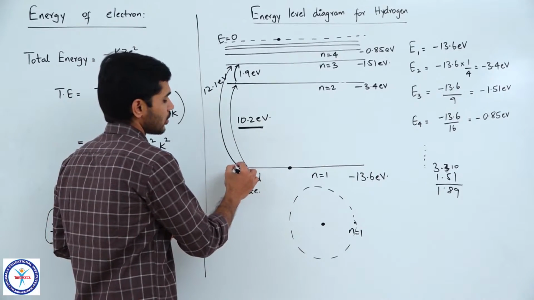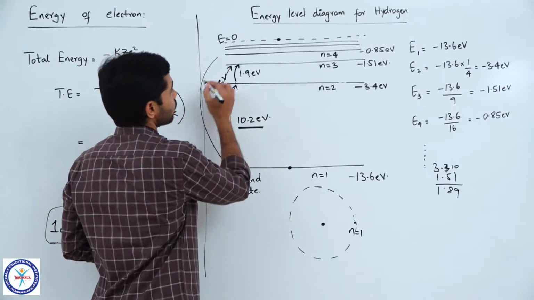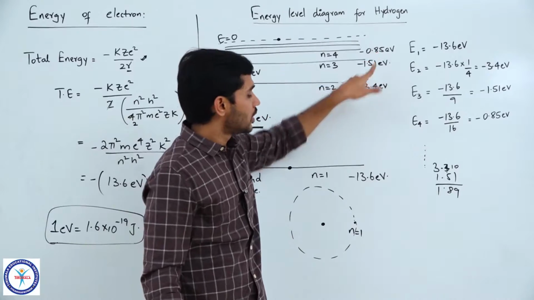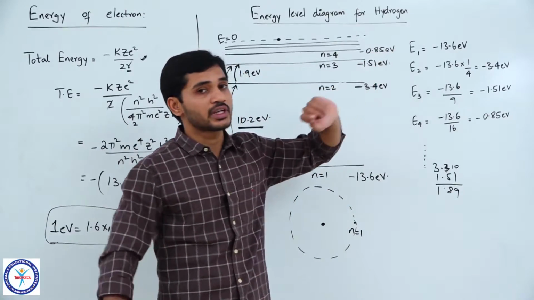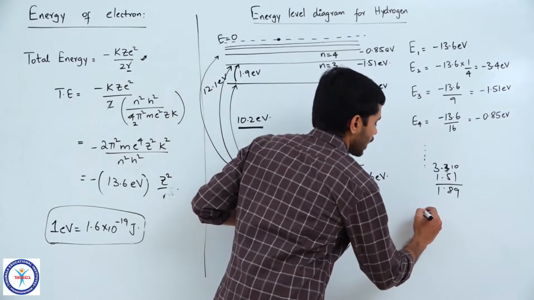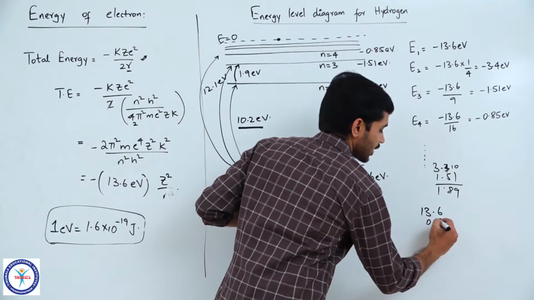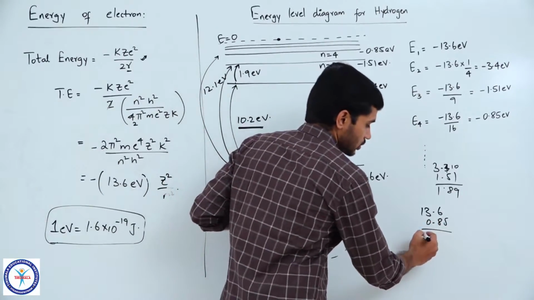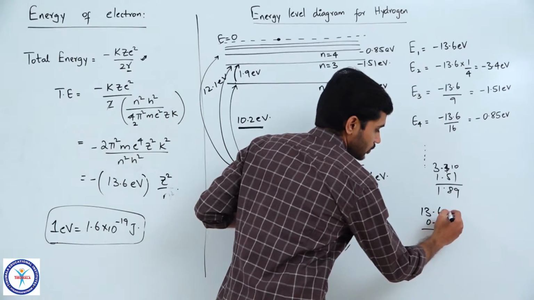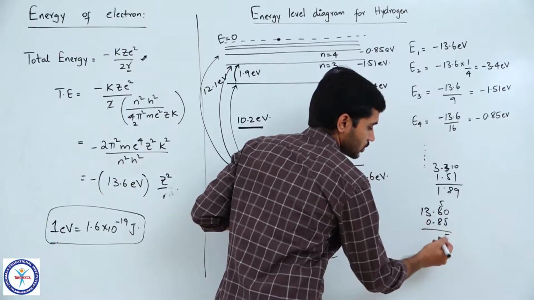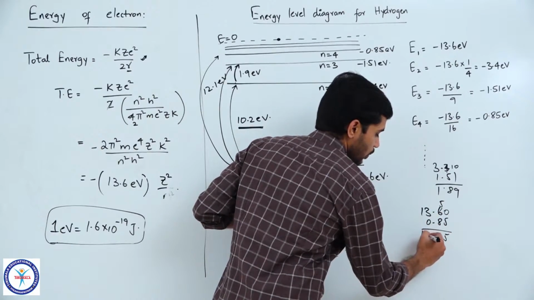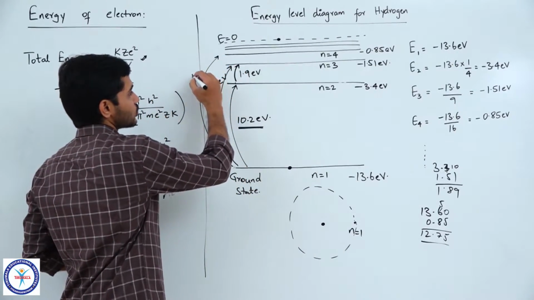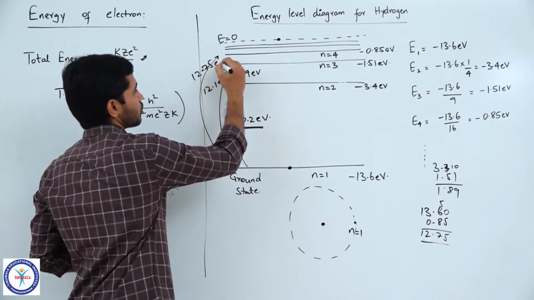And similarly, what is the difference between first state and fourth state? So you just subtract minus 13.6 from minus 0.85. So you can do that. You will be getting 13.6 minus 0.85, and what would be the value of that approximately? So 12.75 electron volts will be the difference. So the difference between this state and this state is 12.75 electron volts.